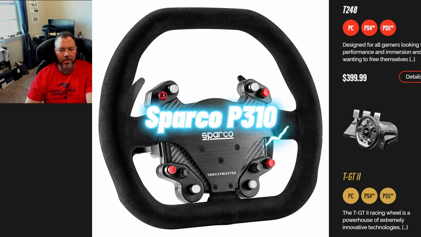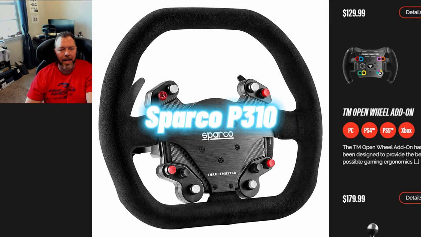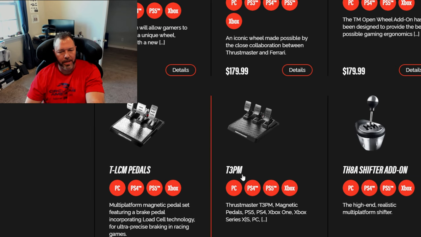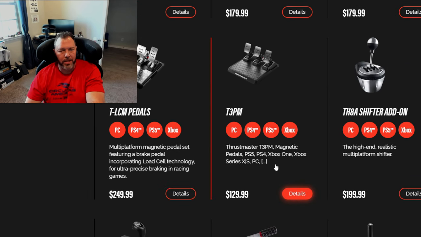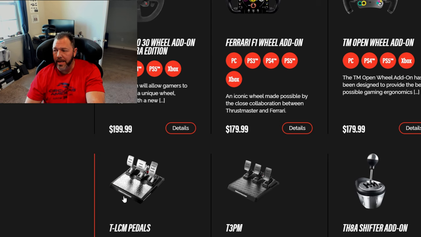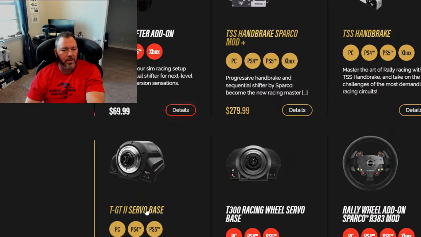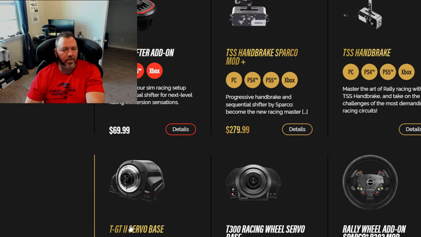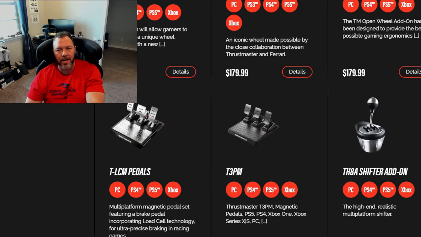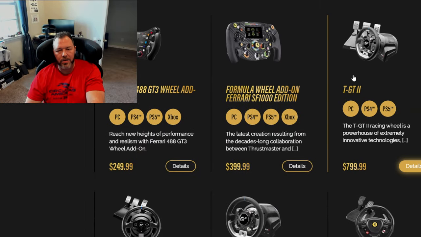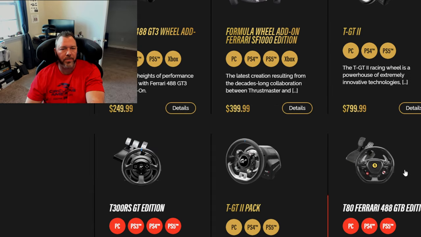I don't see it on their site right now. But anyway, I would get that and the TLCM pedals. Those are vastly improved over the T3PM pedals that would come in the kit, right? So yeah, get the TLCM pedals, $250 for those. And then you got the wheelbase, so you're $5, $6, $7.50 into that, which is, you still need a rim. Still $50 cheaper here, so it gives you another $50 for a rim.